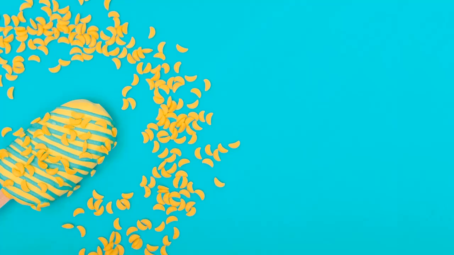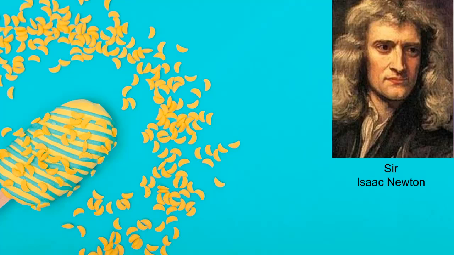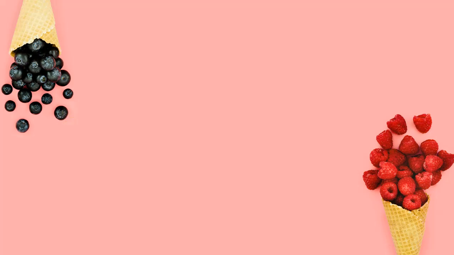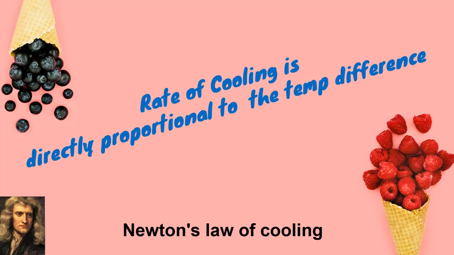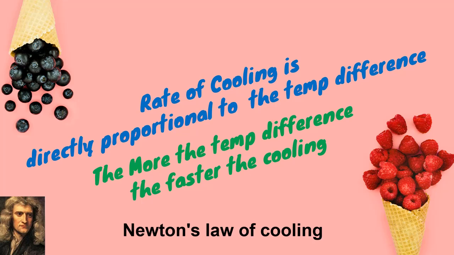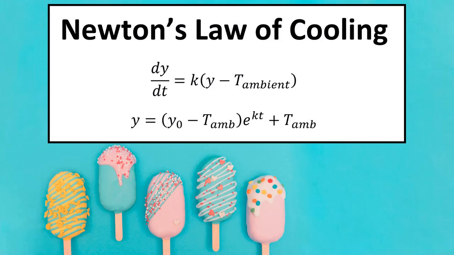But the answer to this query was actually given by Sir Isaac Newton, and we know this law as Newton's law of cooling. What Newton told us is that the rate of cooling, or the speed of cooling, depends upon the temperature difference. The more the temperature difference, the faster the cooling. In mathematical terms, we can define this by dy/dt, where delta is the temperature difference, and it is directly proportional to the delta.